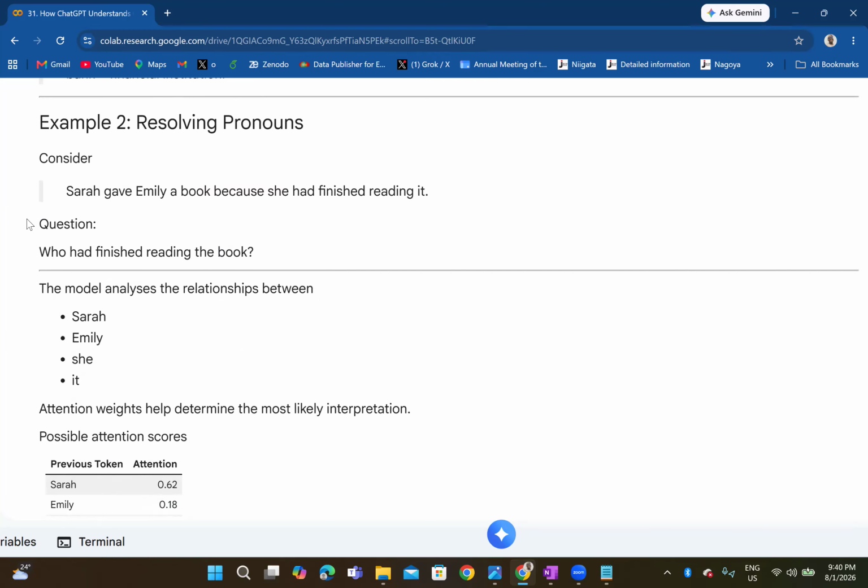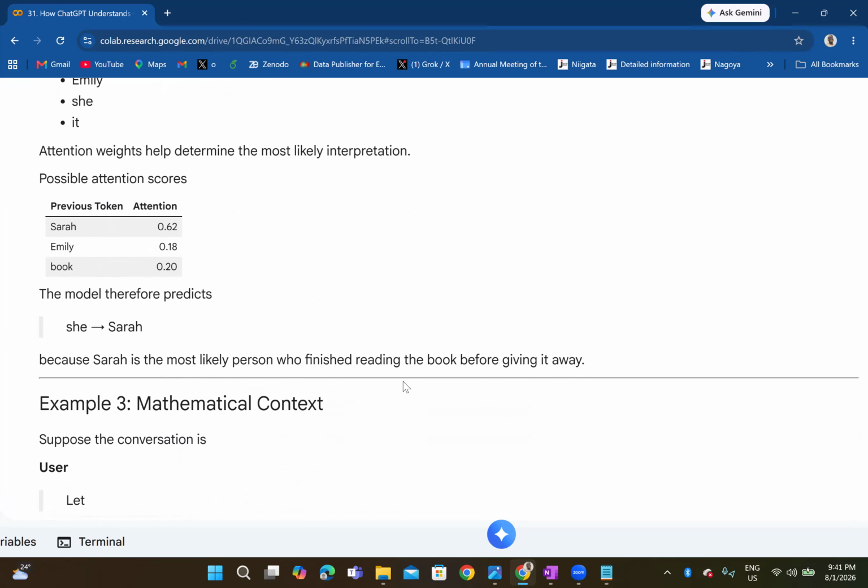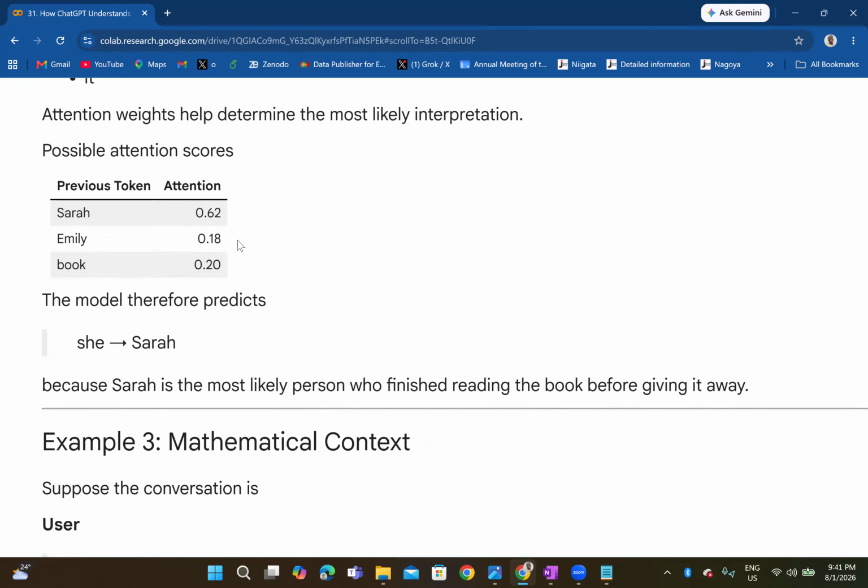Then resolving pronouns. Now, "Sarah gave Emily a book because she had finished reading it." Question: who had finished reading the book? Is it Sarah or Emily? Of course, as humans, we know that should be Sarah, right? Then the model analyzes the relationships between Sarah, Emily, and she and it. Attention weights help determine the most likely interpretation. Possible attention scores for the previous tokens: Sarah is 0.62, Emily 0.18, book 0.20. So the model predicts "she" here to be Sarah, because Sarah is the most likely person who finished reading the book before giving it away.